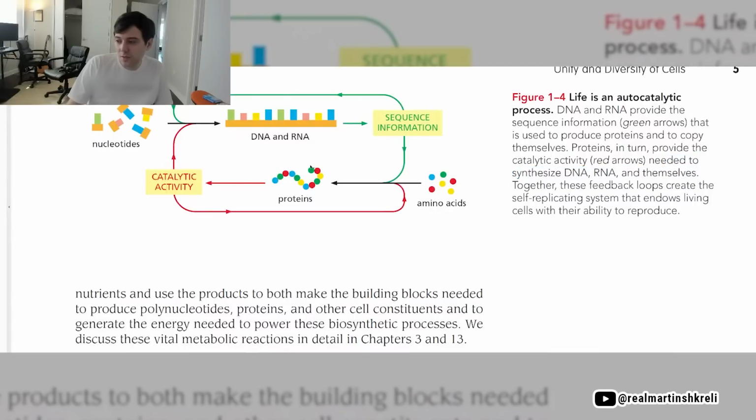So it's amazing that the proteins are kind of machines that make all this happen, and the DNA is the information. It's almost like the software and hardware to some extent. Together, these feedback loops create the self-replicating system that endows living cells with their ability to reproduce. And as you study this, I think you'll find it rather amazing how you can have a protein, or even dozens or hundreds of proteins, that are guiding and shaping the DNA and RNA so that the DNA and RNA can transform into more protein. So the very proteins that are guiding the DNA and RNA are sequenced from DNA and RNA.